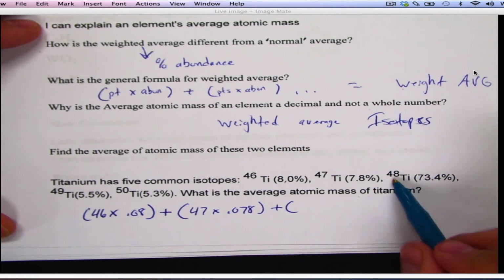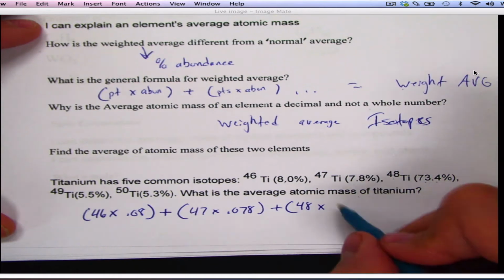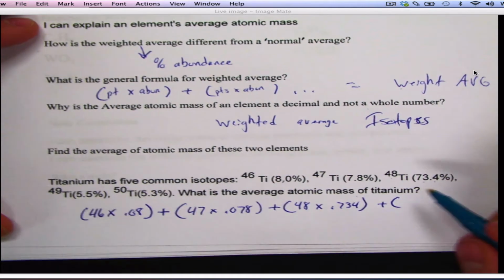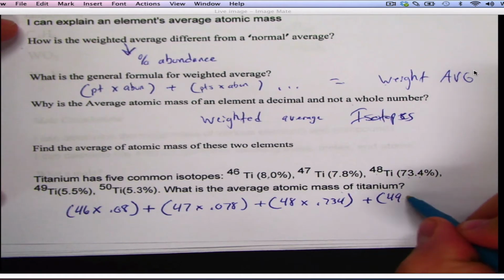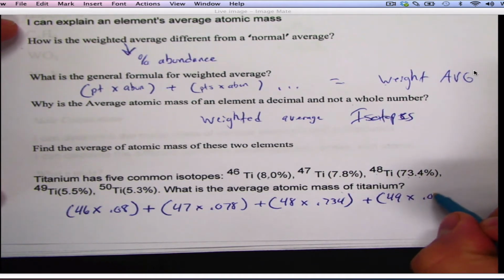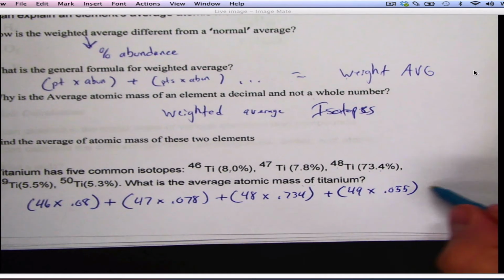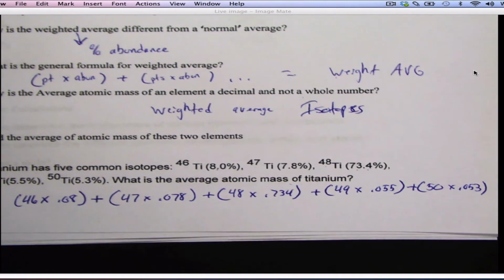Then we do the next isotope, 48. 48 times, and this is 73.4, so it's going to be 0.734, plus 49 over here, which is 5.5%, so 49 times 0.055. All right, and let's see, we're running out of room here, but we'll get there. Plus element isotope 50, which is 0.053%. Okay, so there's my whole setup.